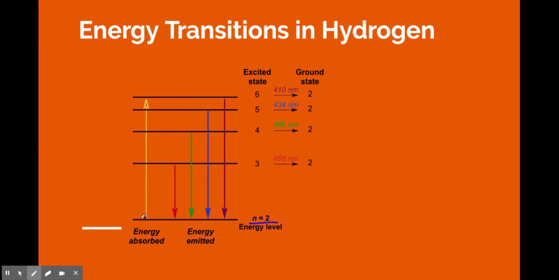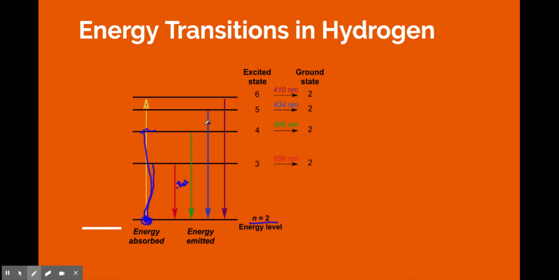And so if energy is absorbed by an electron, imagine an electron starts in the second energy level. If you give that electron some energy and it jumps up, it might jump up to the third energy level. And then when it jumps down, it emits this red light. Now, if that electron jumped up to the fourth energy level and then jumped back down to the second, that transition corresponds to energy equal to the green frequency of light.